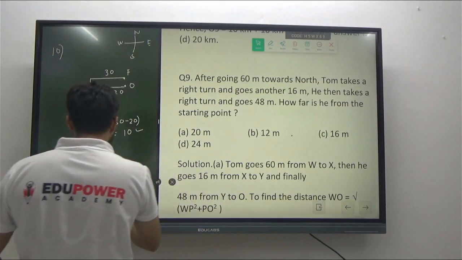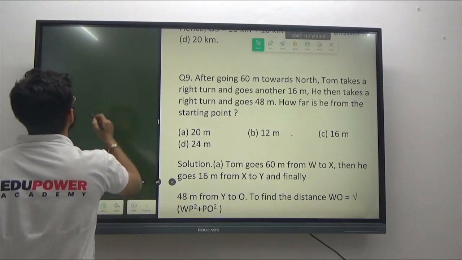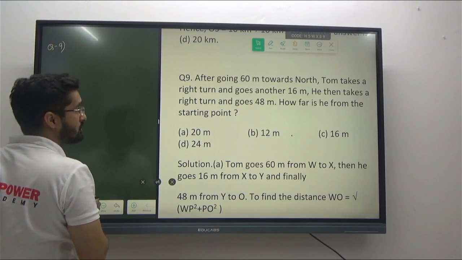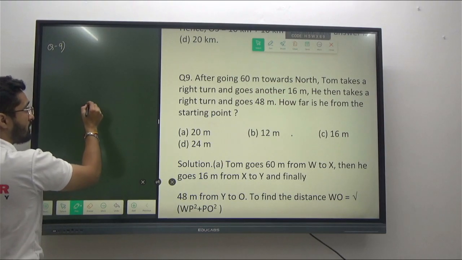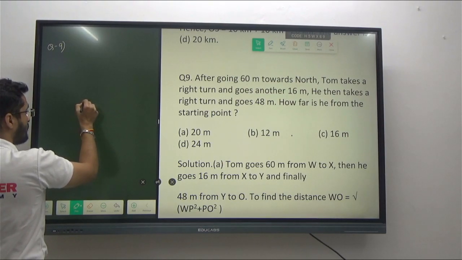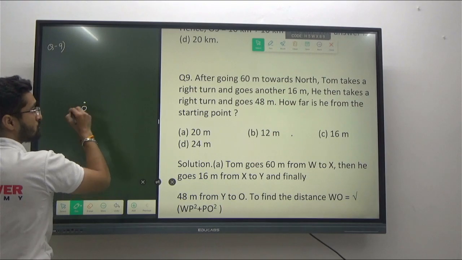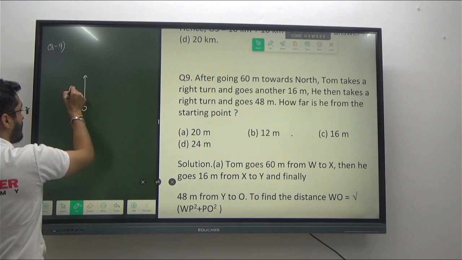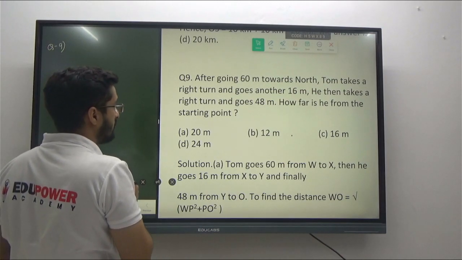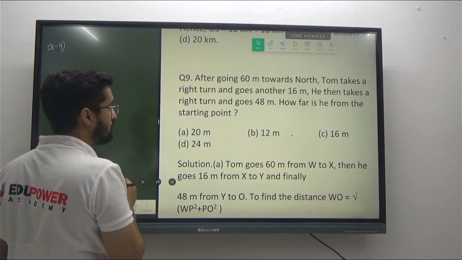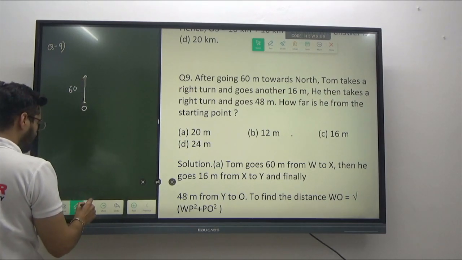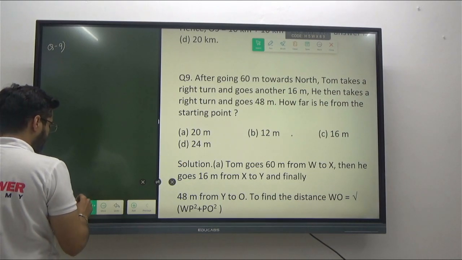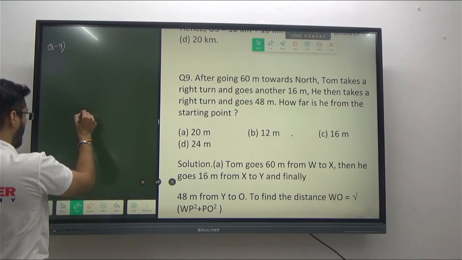Okay, so let us see question number 9. After going 60 meter towards north, Tom takes a right turn. So let this be the starting point O. So he goes 60 meter towards north. Okay, Tom takes a right turn and goes another 16 meter. So let me make this a little big because I need to adjust 16 meter also. So let this point be O.